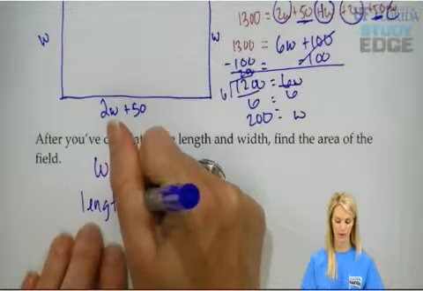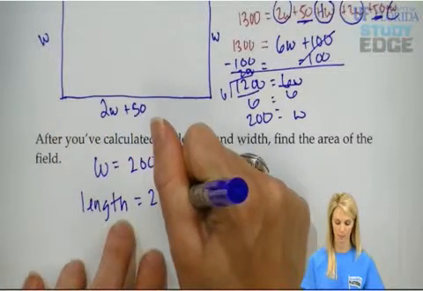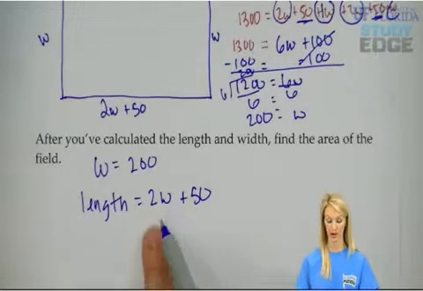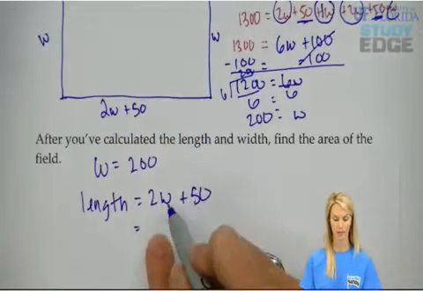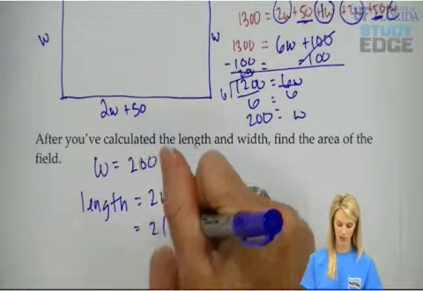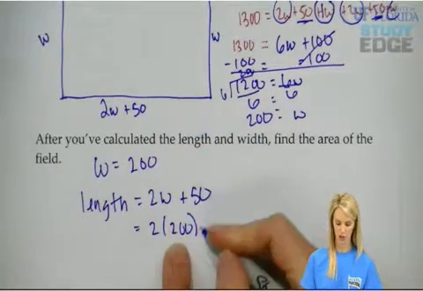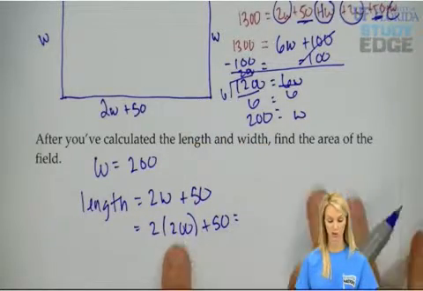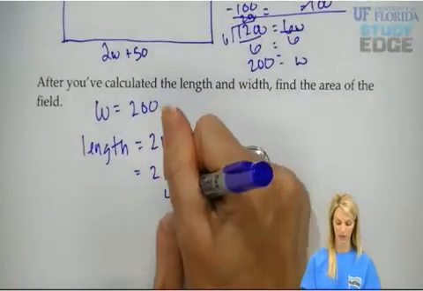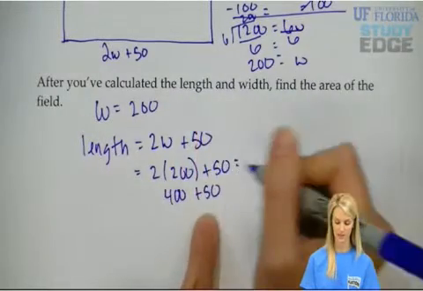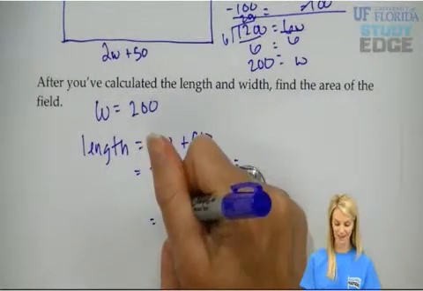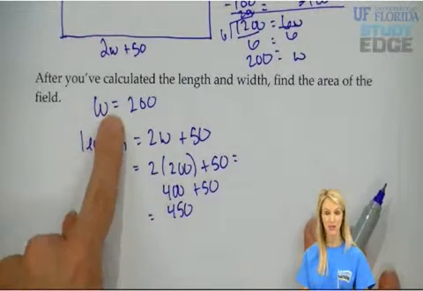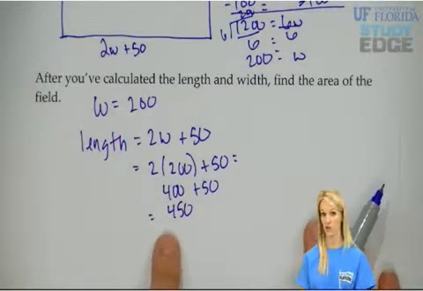Remember that our length was equal to 2W plus 50. It was 50 more than twice the width. Well, do we know what W is? Yeah, we know it's 200. So 2 times 200 plus 50 is my length. Well, 2 times 200 is what? 400 plus 50 gives me a length of 450. Now I know that my width is 200 and my length is 450.